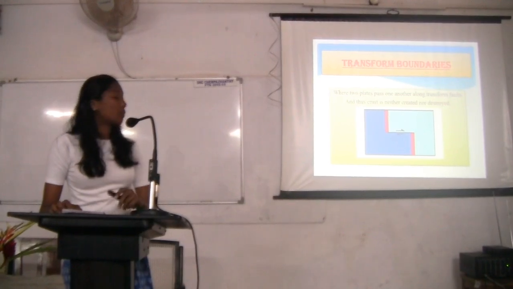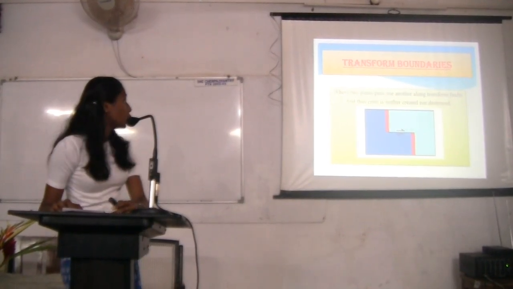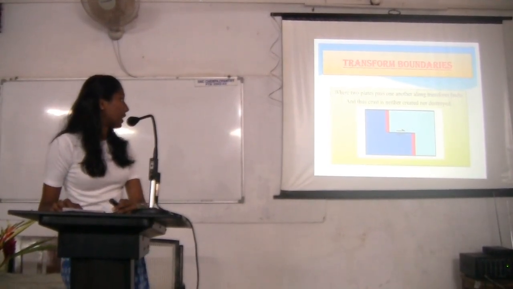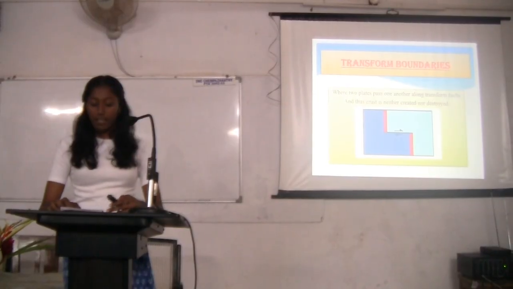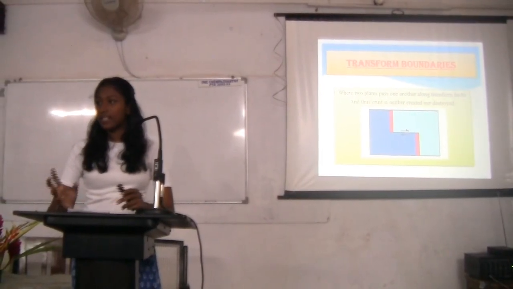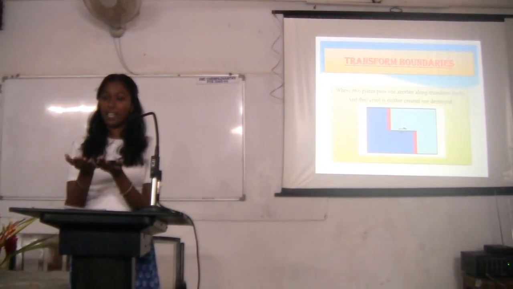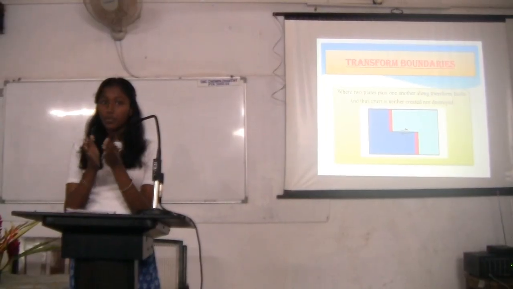The third one is transform boundaries. Here two plates pass one another along a transform fault, and thus crust is neither created nor destroyed when two plates move alongside.